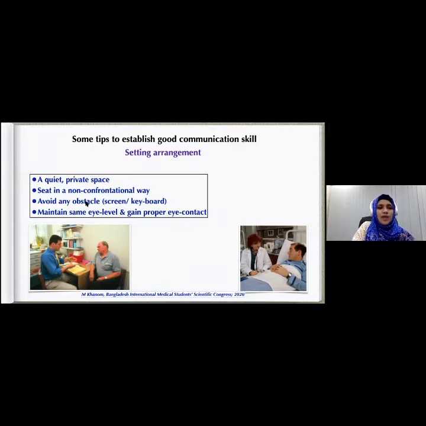There should not be any obstacle like screen, keyboard, and should maintain the same eye level and gain proper eye contact, like here.